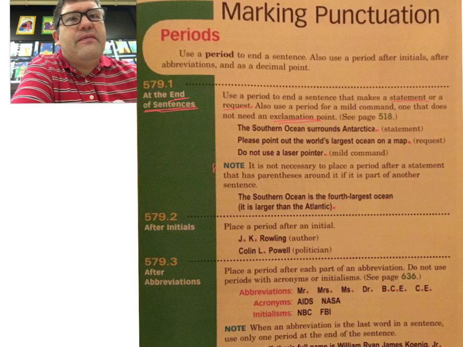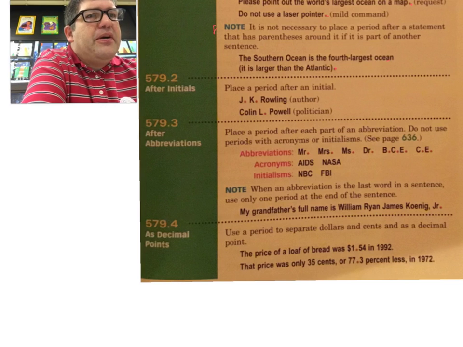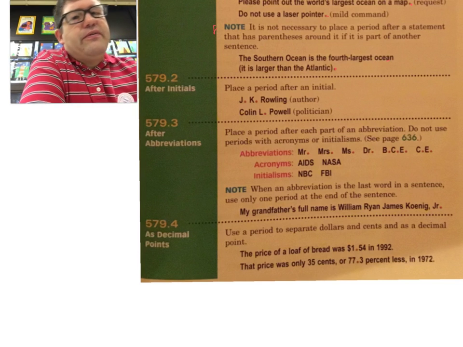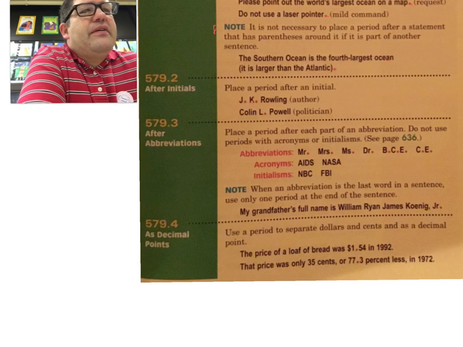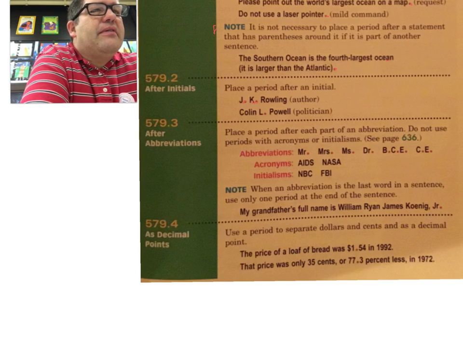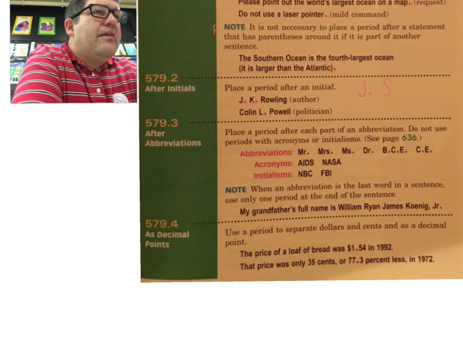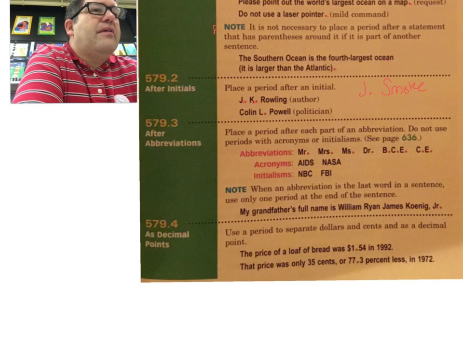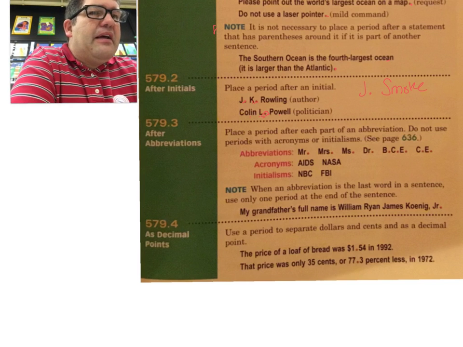Now, let's see here. I think I can move this up. Yep. After initials. So place a period after an initial. So if you do J.K. Rowling, it's an author, J period K period Rowling. If I would do my name, my J period, and so on. Or Colin L. Powell, you put a period when there's just an initial. That's a middle initial, not an abbreviation, I mean initial. So Colin L. period Powell.